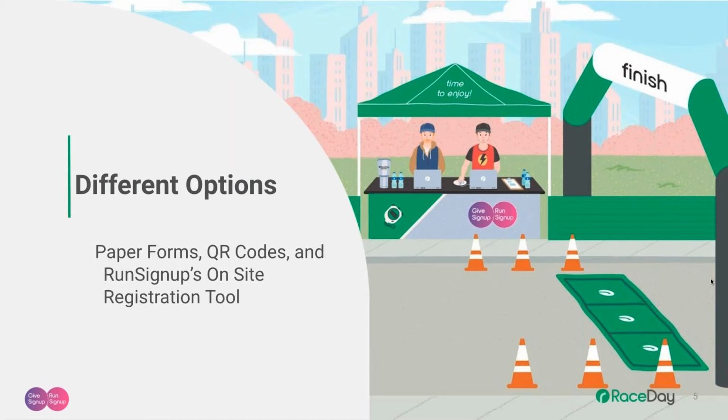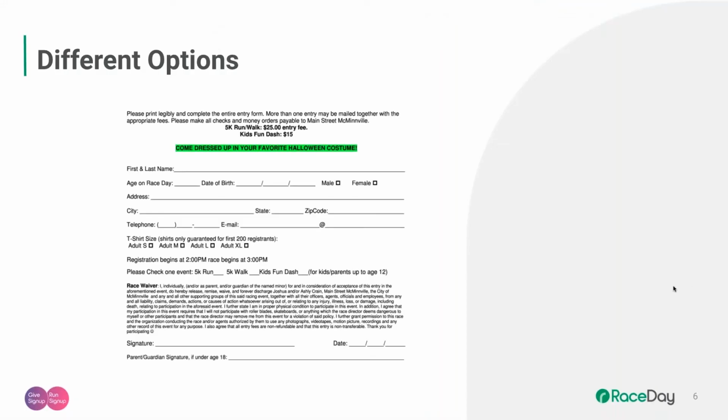So some different options: paper forms, QR codes, and RunSignup's on-site registration tool. This goes without saying. I'm sure any of you that have been in the industry longer than, I don't know, a year or two have probably printed out or made some of these kinds of forms. And there are positives and negatives to this. The positives are, if the internet goes out or the power goes out, you still have this available.